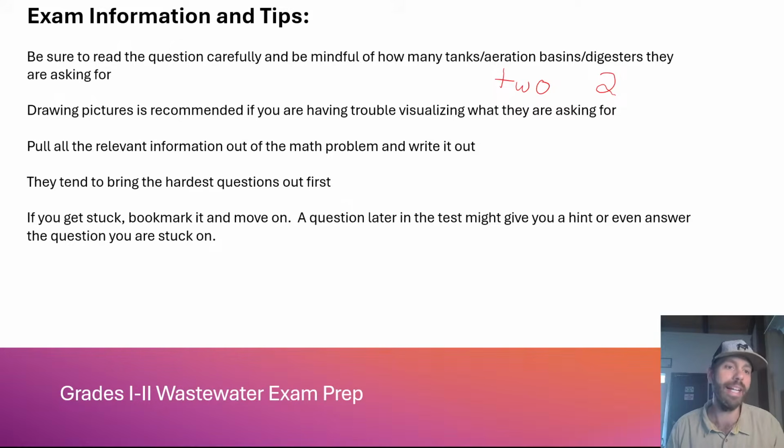And that gets me to my next point. If you get stuck, bookmark it, move on. A question later in the test might give you a hint or even answer the question you are stuck on. This 100% happened to me on my grade 5. It has happened to me on every exam. And I can't talk specifics, but there was a certain one I was kind of ho-humming on my 5, and I just bookmarked it and moved on.